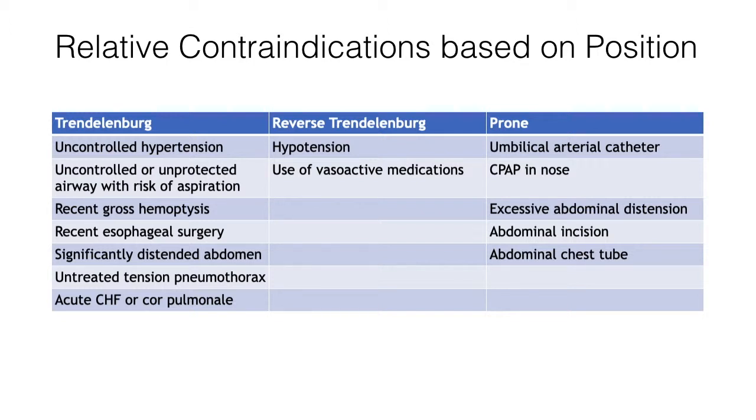Reverse Trendelenburg position, so head up, is contraindicated for individuals with hypotension or the use of vasoactive medications. And for prone, these are all relatively straightforward. They usually involve some sort of open incision on the anterior aspect of a patient's thorax. So you don't want to position a patient if they have an open wound or a catheter or feeding tube in their stomach or chest area.